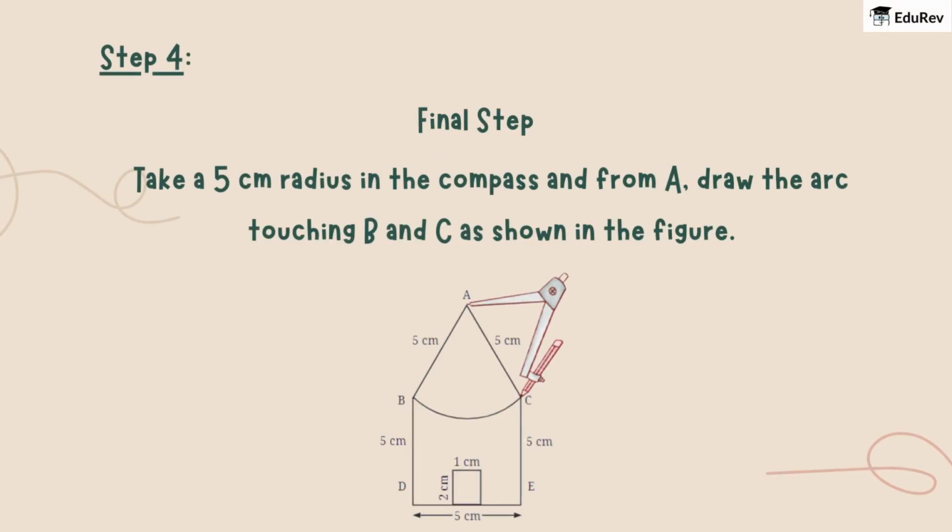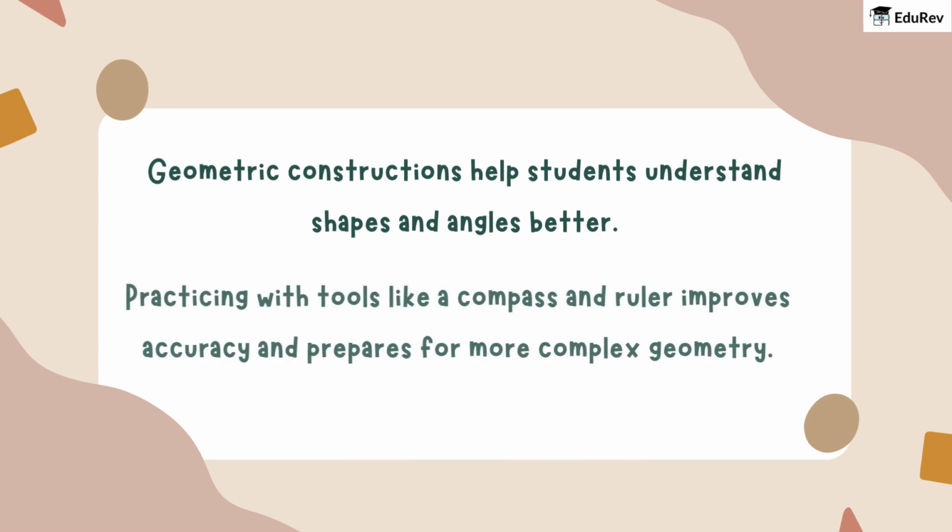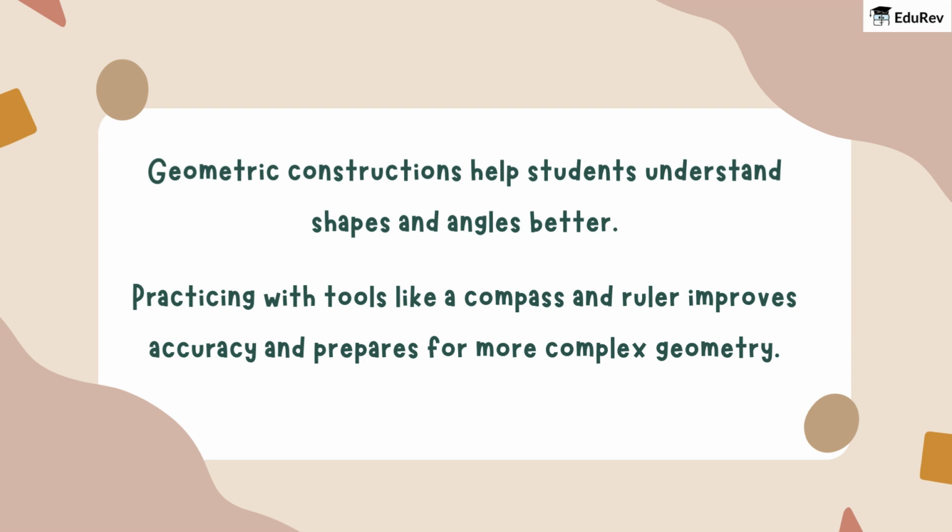Final step. Take a 5 centimeters radius in the compass and, from A, draw the arc touching B and C as shown in the figure. Geometric constructions help students understand shapes and angles better. Practicing with tools like a compass and ruler improves accuracy and prepares for more complex geometry.